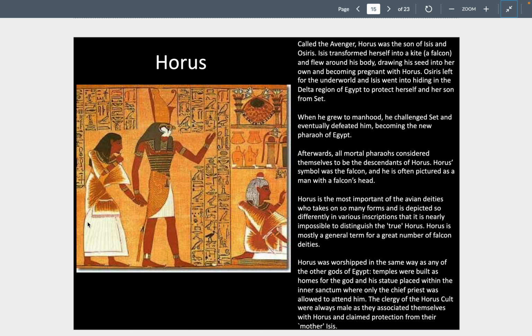Set. When Horus grows into manhood, he challenges Set and eventually defeats him, becoming the new pharaoh of Egypt. Afterwards, all mortal pharaohs consider themselves to be descendants of Horus. Horus's symbol was a falcon, and he's often pictured as a man with a falcon's head. He also is there to meet you when you die. He's the one that's going to guide you to the afterworld.